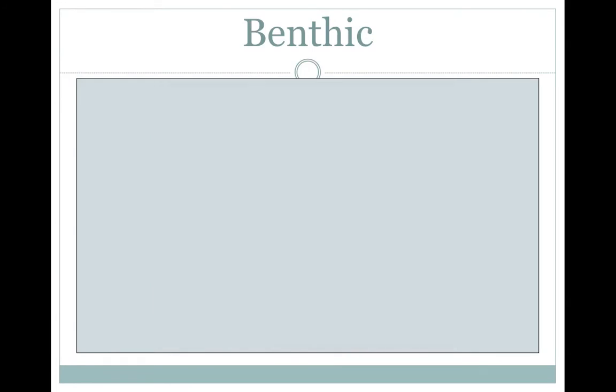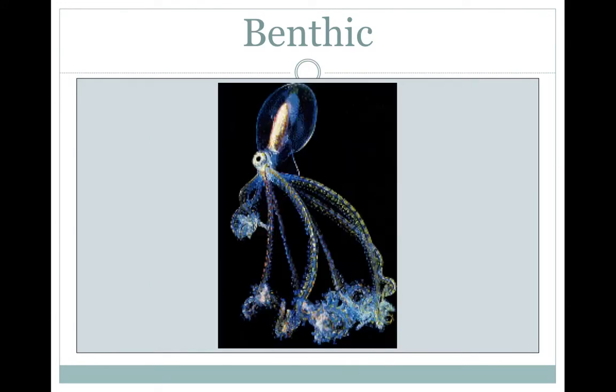Notice the lack of pigment because you can't really see a whole lot down there. However, some of them do create their own light through a process. Right here is an almost octopus-like organism that does create its own light. Bioluminescence is the name of the quality for organisms that produce their own light. Bioluminescence. Bio meaning living, luminescence meaning light.